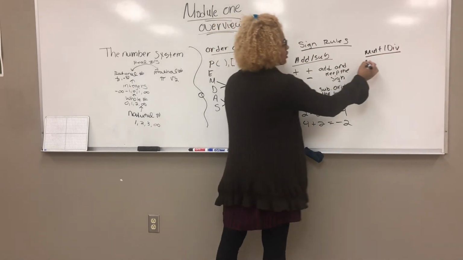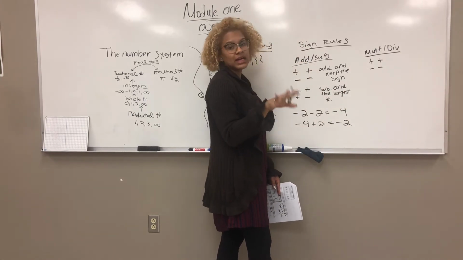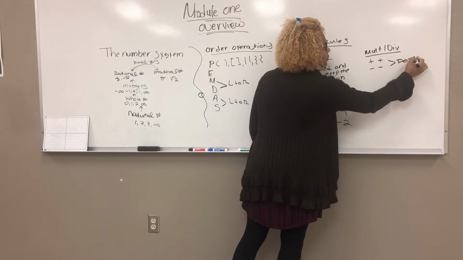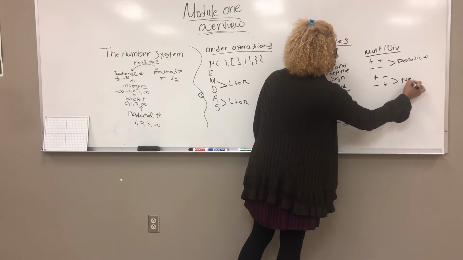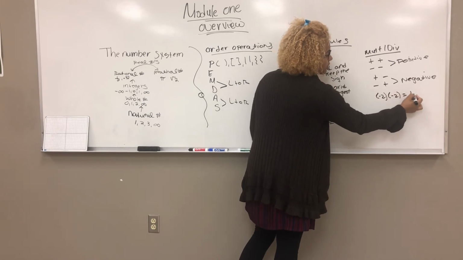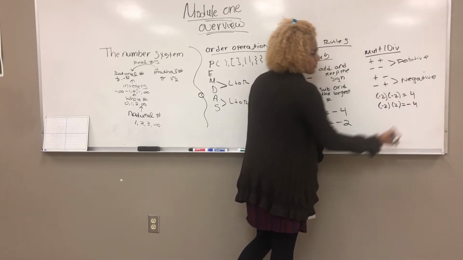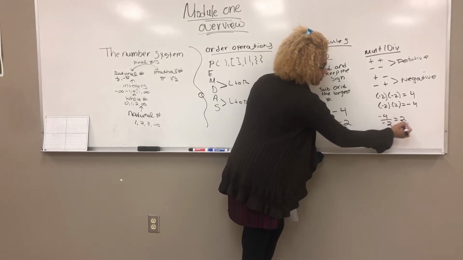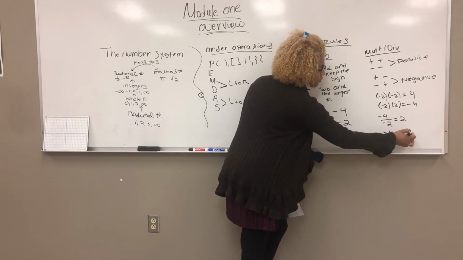The next thing that we're going to look at for sign rules is multiplication and division. When you multiply numbers with the same sign, so a positive times a positive, a negative times a negative, your answer is going to be positive. When the signs are different, you're going to get a negative answer. So an example is -2 times -2, that's going to give you positive 4. Versus -2 times positive 2, that's going to give you -4. And the same for division: -4 divided by -2 gives you positive 2, same sign. Versus -4 divided by 2 gives you -2.